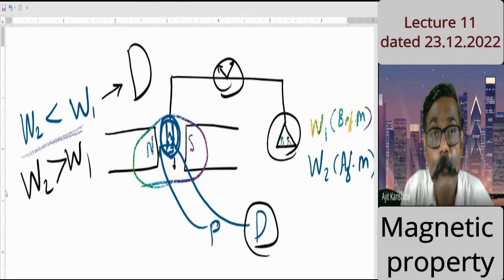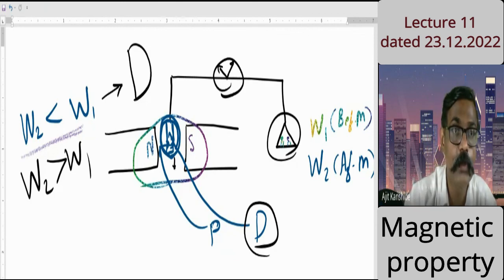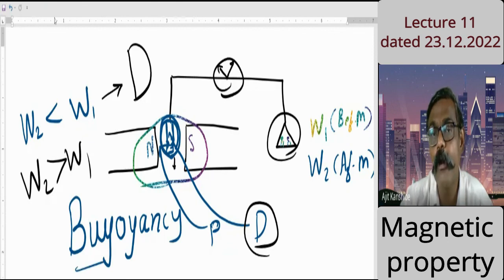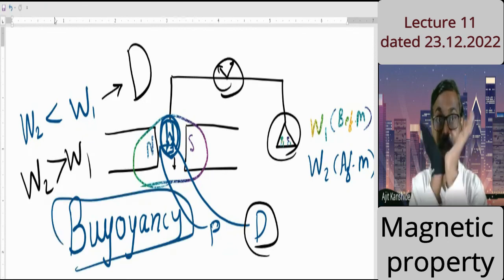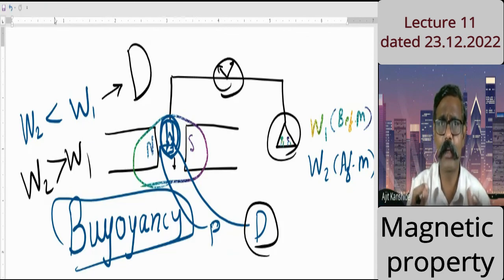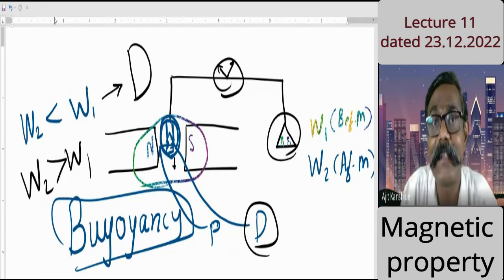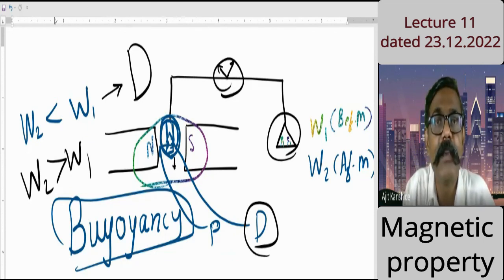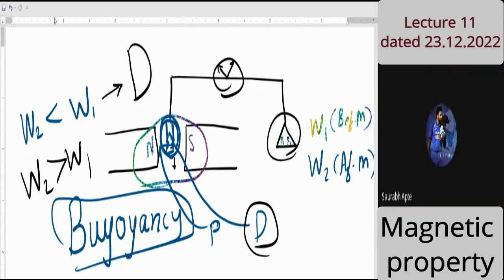Why? Because of one phenomenon that is called buoyancy. There is an upward thrust, a pull, from outside also, so because of that we find the net weight less in the water. Any medium if you put, every medium has a different buoyancy, so a different weight will be experienced. Is it clear to you?